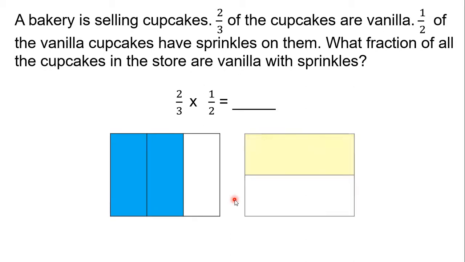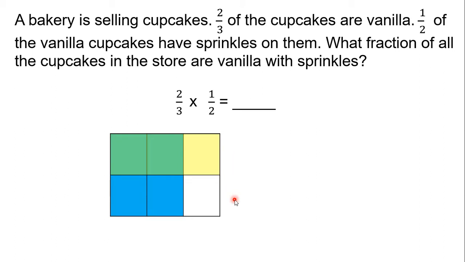When we layer one of these models on top of the other, we can see that there are two parts shaded with both blue and yellow out of 6 total parts. So that means that 2/6 of all the cupcakes in the store are going to be vanilla with sprinkles.